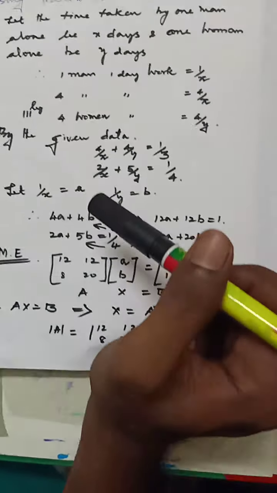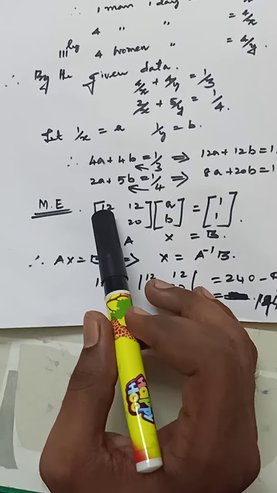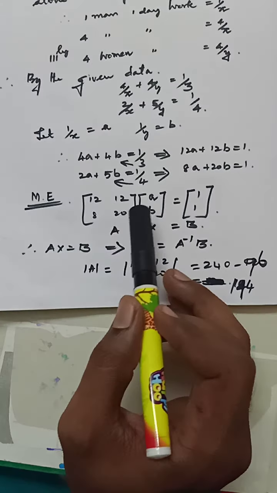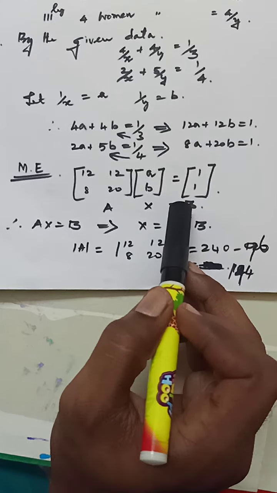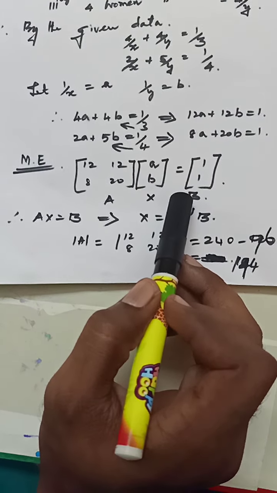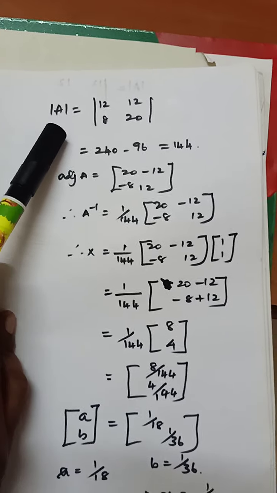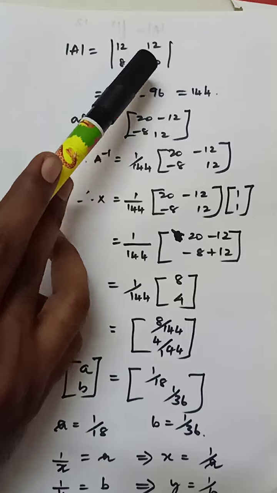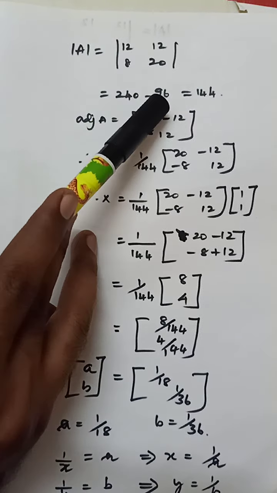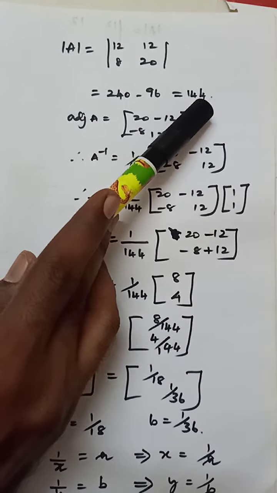Now the matrix equation is [12, 12; 8, 20] times [a, b] equals [1, 1]. So that can be taken as AX equal to B. So the determinant of A, [12, 12; 8, 20]: 12 into 20 is 240, 8 into 12 is 96. So the answer is 144.